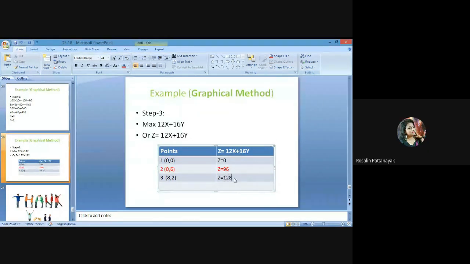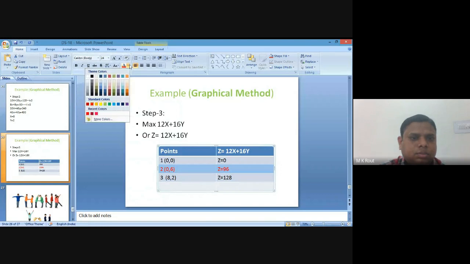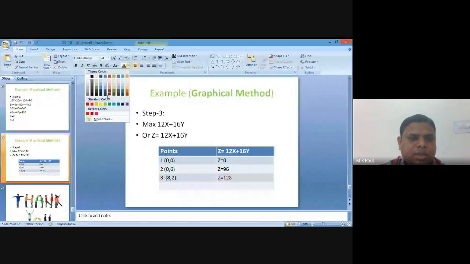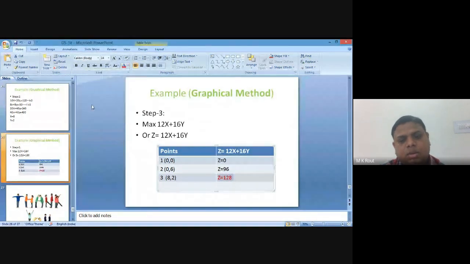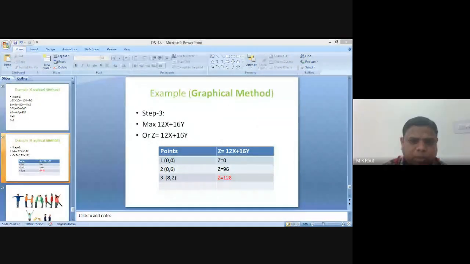So the 8 and 2 is your feasible region point, this one. I'm not actually calculating; whatever you told, I just mentioned here. We will continue on the blackboard. It is more convenient to express all the things.